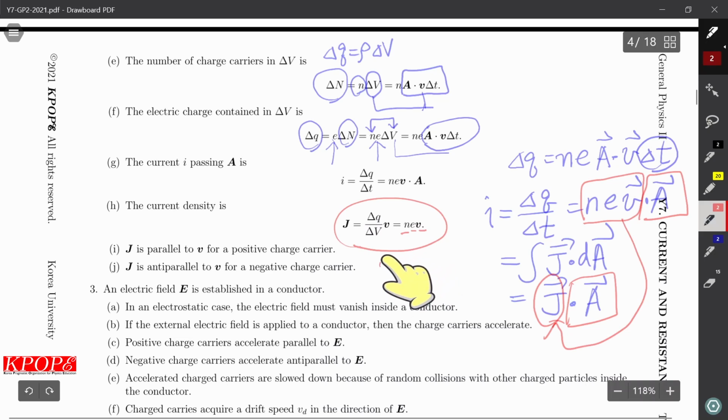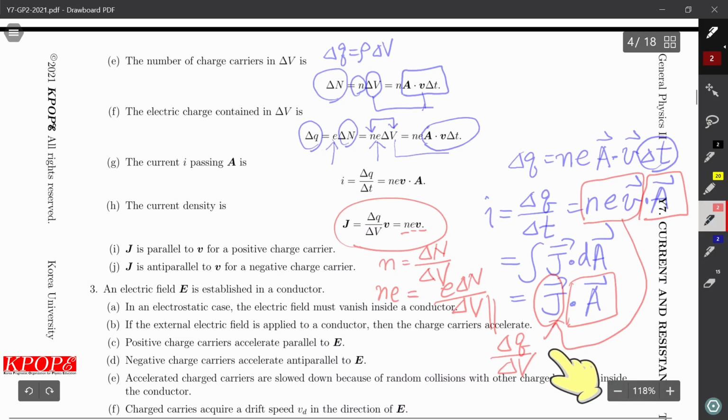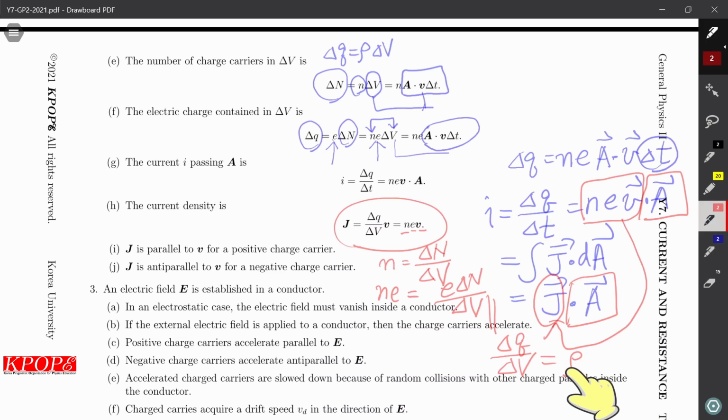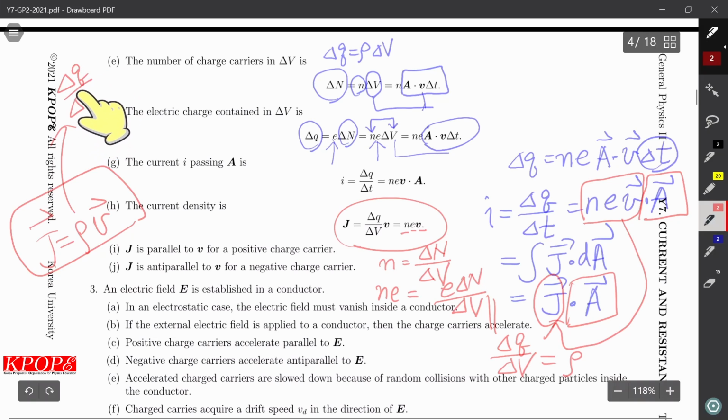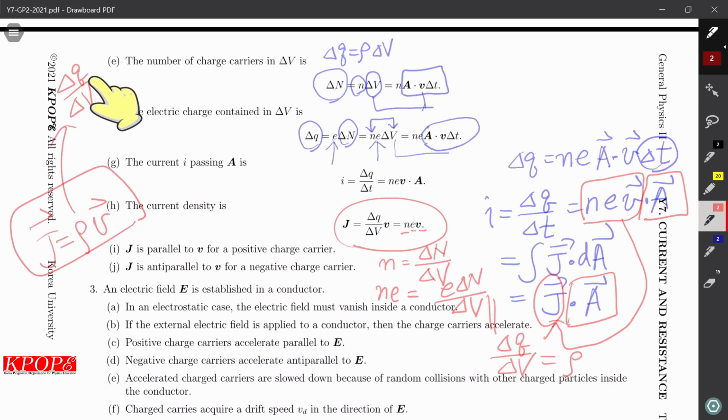Okay? N equals delta N over delta V. And N E equals E delta N over delta V. And E delta N is actually the charge, delta Q over delta V. So, charge per unit volume is rho. Therefore, J equals rho V. Rho is delta Q over delta V. Okay?